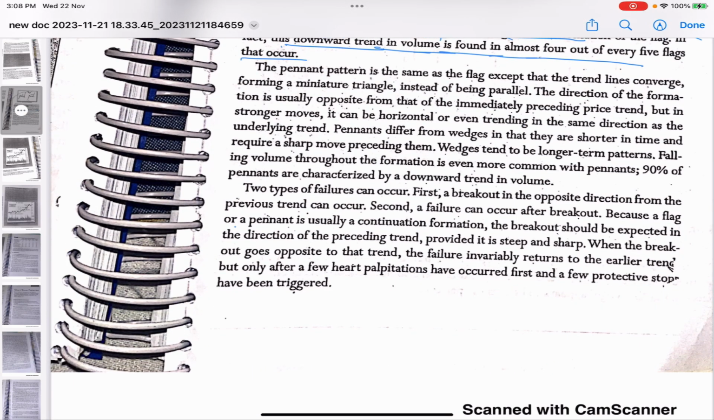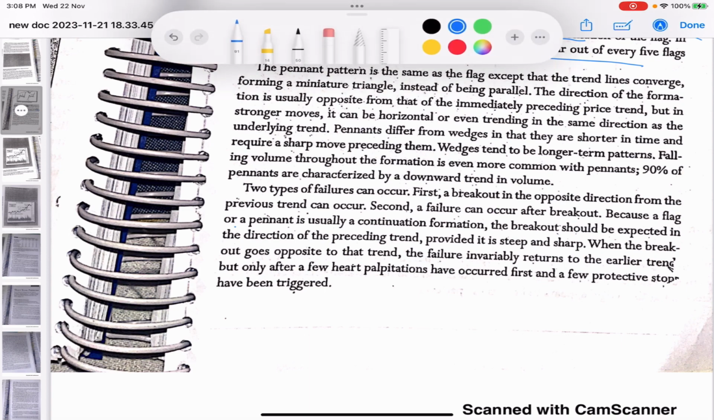The pennant pattern is the same as the flag, but the trend lines converge, forming a miniature triangle instead of being parallel. In the flag, they are parallel. The direction of the formation is usually opposite from the immediately preceding price trend. We've just discussed that.